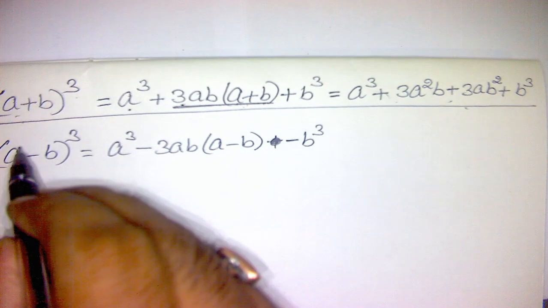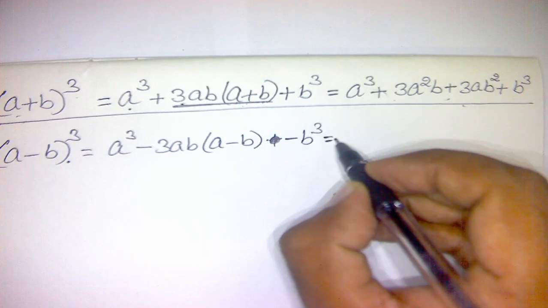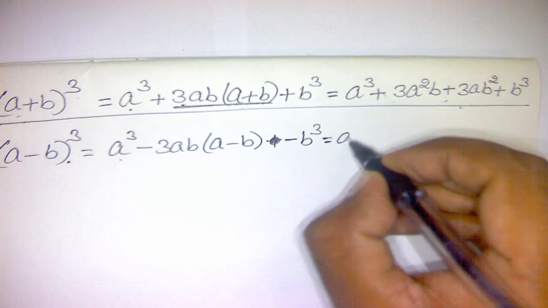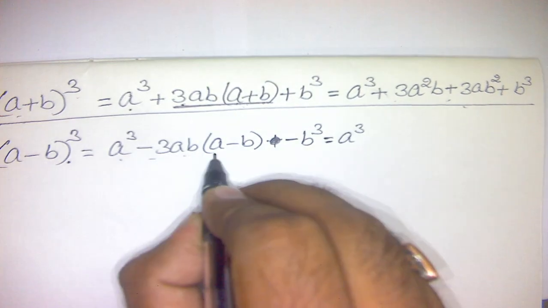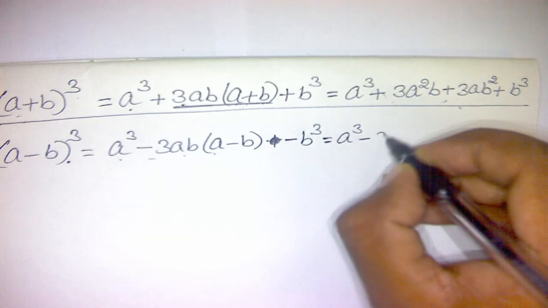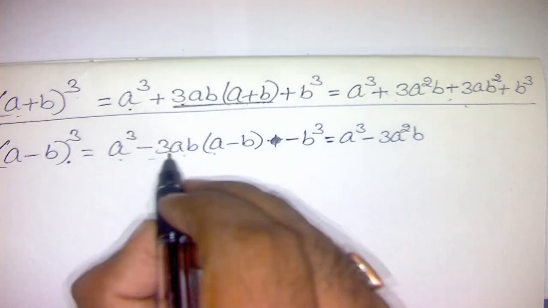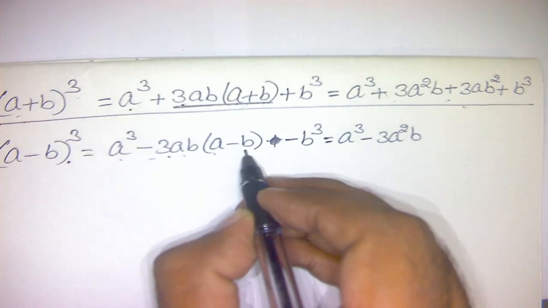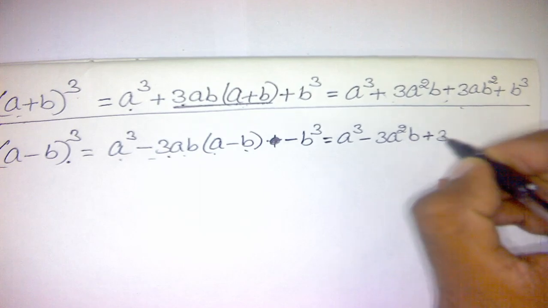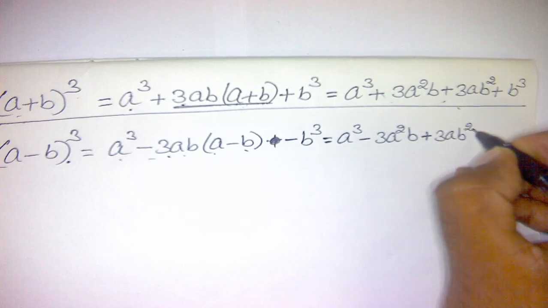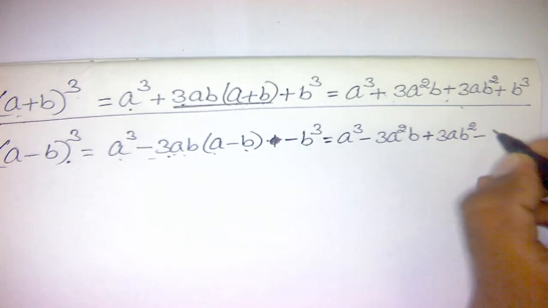Similarly, a minus b whole cubed again can be rewritten as a cubed itself, but minus 3ab when multiplied by a gives you minus 3a squared b, and minus 3ab when multiplied by minus b gives you plus 3ab squared, and then minus b cubed.